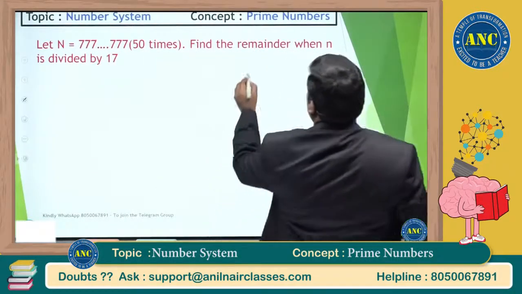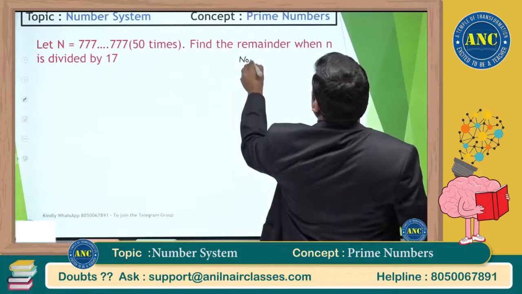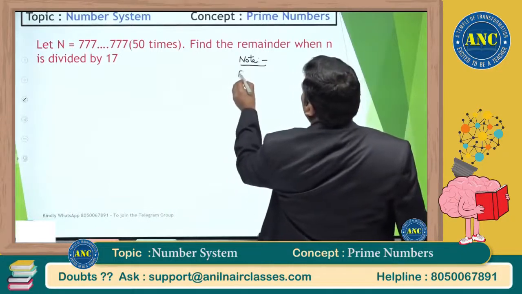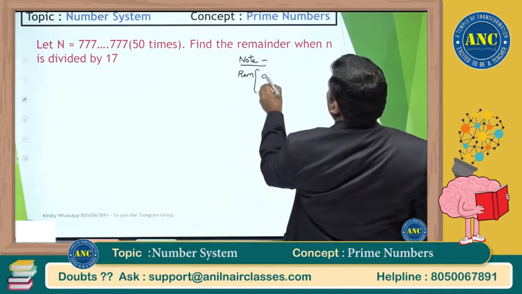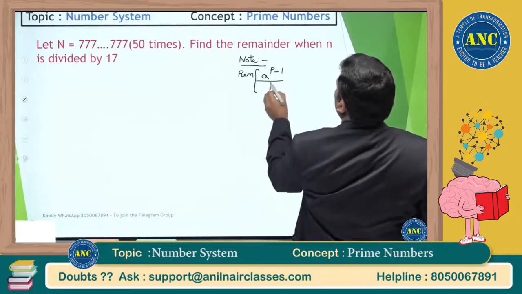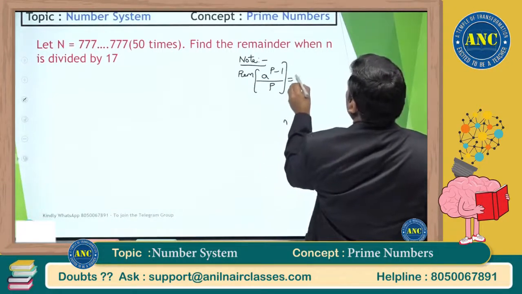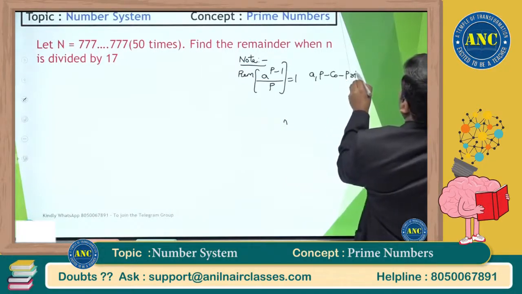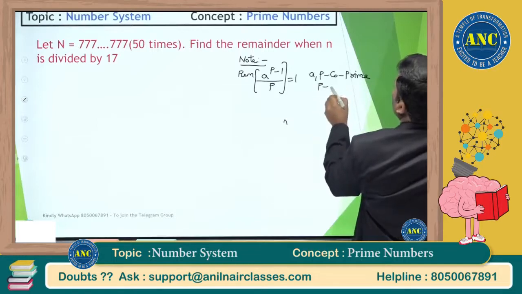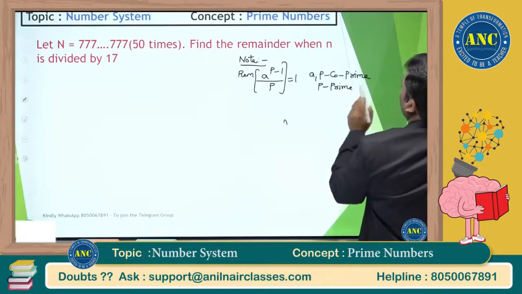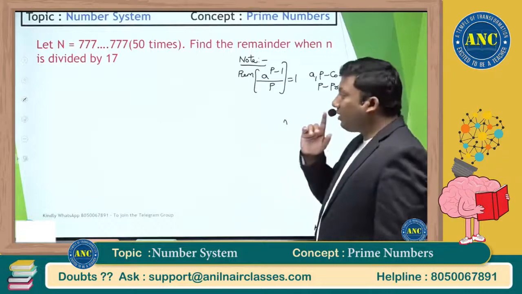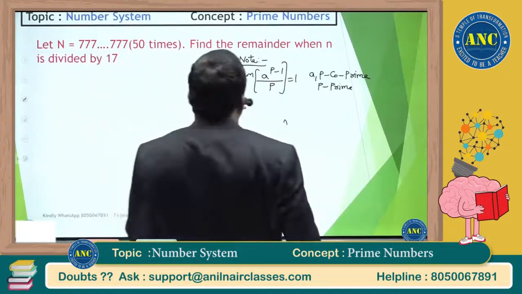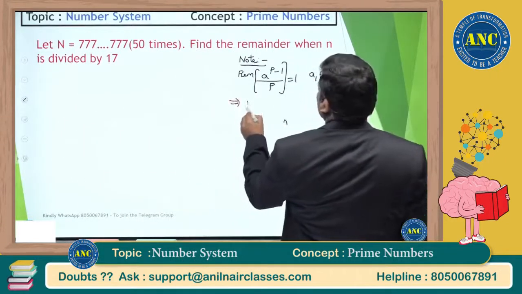Now, write down this note: another set of important concepts related to remainders when divided by p. A power p minus 1 divided by p gives remainder 1 when a and p are co-prime and p is a prime number. This is Fermat's theorem. From Fermat's theorem, an extremely important conclusion can be drawn. Let us see what that conclusion is.